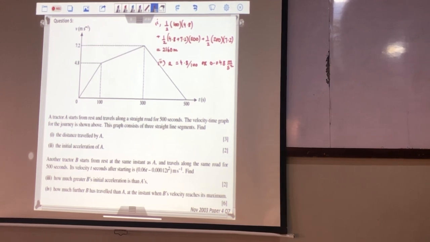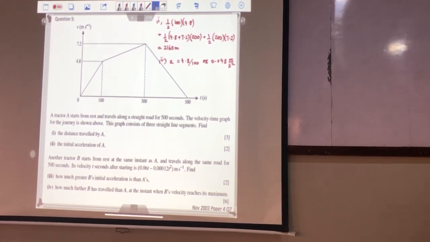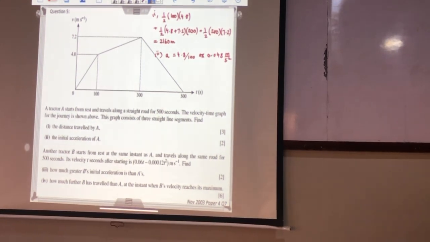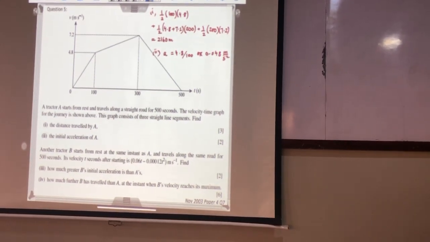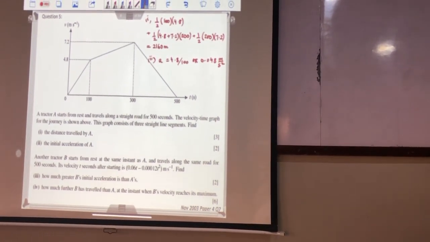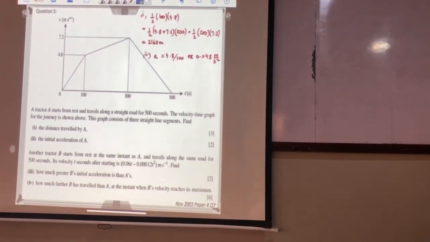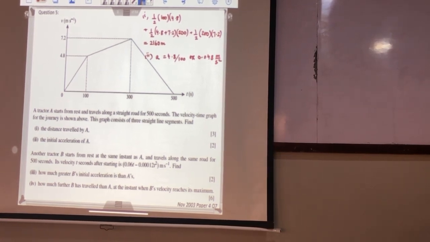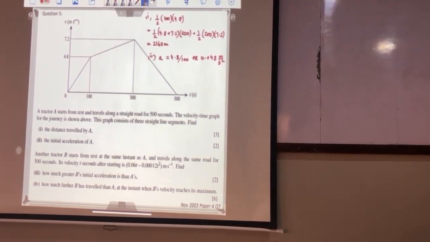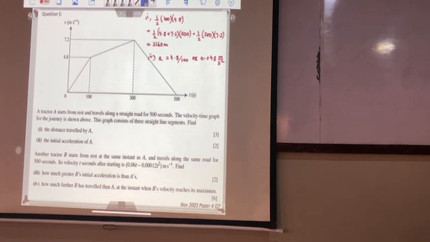The first two parts are pretty simple. You find the total area under the graph, which is a triangle, then a trapezium, and then a triangle. And then you find the initial acceleration, that means during the first 100 seconds, that comes out to be 0.048 meter per second square. The first two parts go for 5 marks.